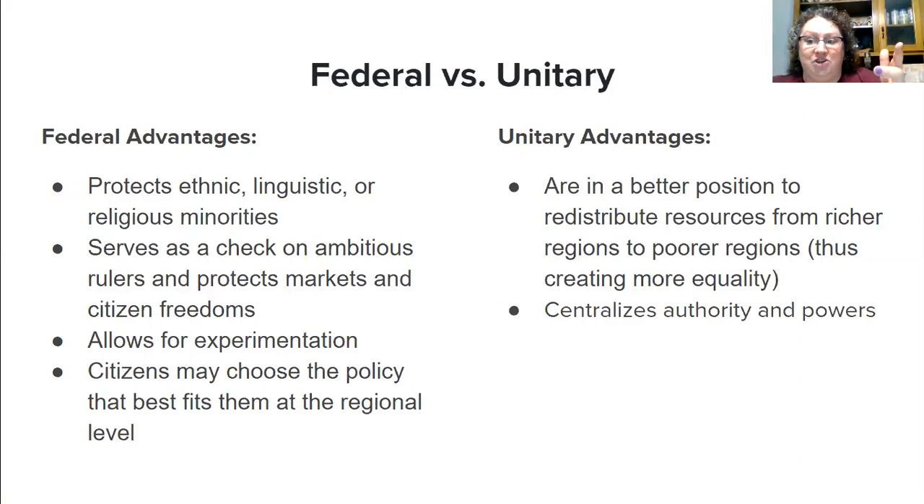So when I ask the question, why would a unitary state want to devolve power? Why does the UK want to give power to Scotland and Wales? That's an important thing to think about. They want to prevent the ethnic groups from rising up, right? You want to try to make your ethnic groups happy. So take those advantages that are in the federal column, and that's why you would want to become, in essence, more federal by devolving power.